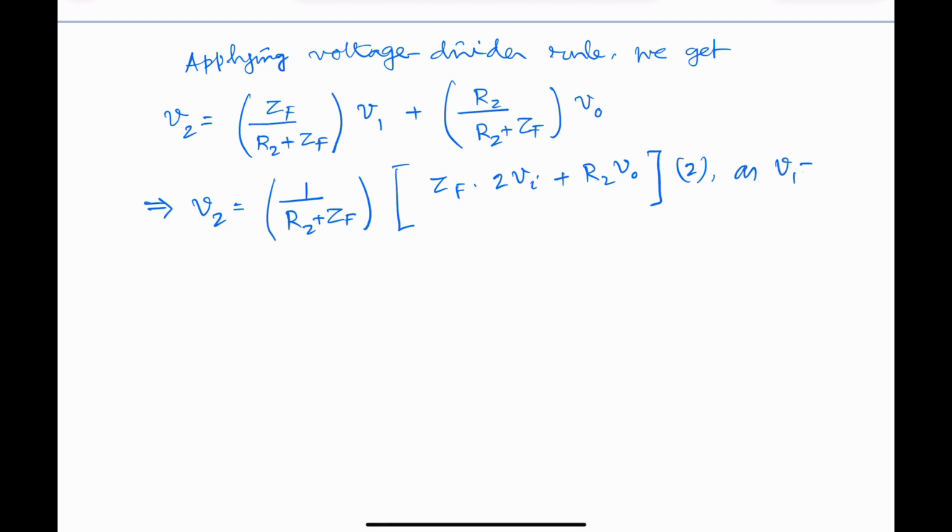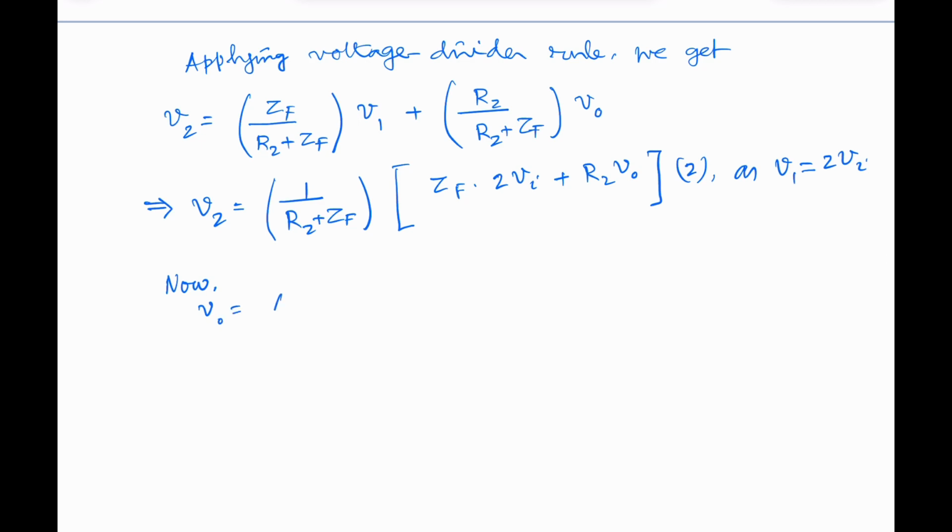As V1 is 2Vi. इसलिए मैंने कहा था आपको कि आप फिगर को ड्रॉ करके पेपर पर रखिए सामने में, so that you have no difficulty in following the steps that I am doing. So now V0, the output will be how much?